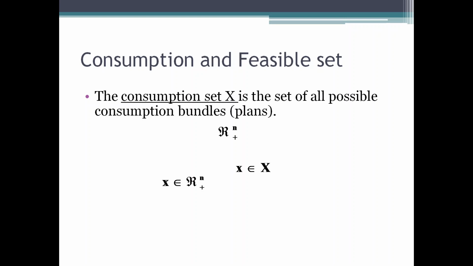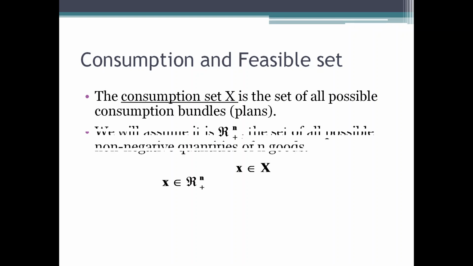The consumption and feasible set. The consumption set X is the set of all possible consumption bundles, sometimes called consumption plans. As we just saw, the big circle of the consumption set X has different consumption bundles. In our hypothetical example, we just assumed having only 7 consumption bundles, but you might have n consumption bundles, all possible different consumption bundles. We will assume that this set is an R^n_+ space. What do we mean by that?